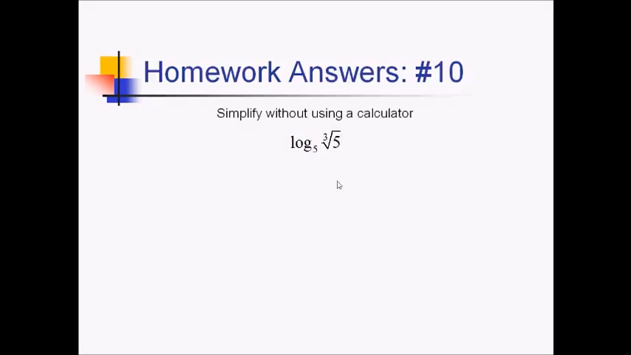For number 10, we want to know 5 to the what power equals the cube root of 5. This one's a little bit easier to do if you convert this to a fractional exponent. So this is really 5 to the 1 over 3. Now we're asking 5 to the what equals 5 to the 1 over 3. Well, clearly it's 1 over 3, and we're done.